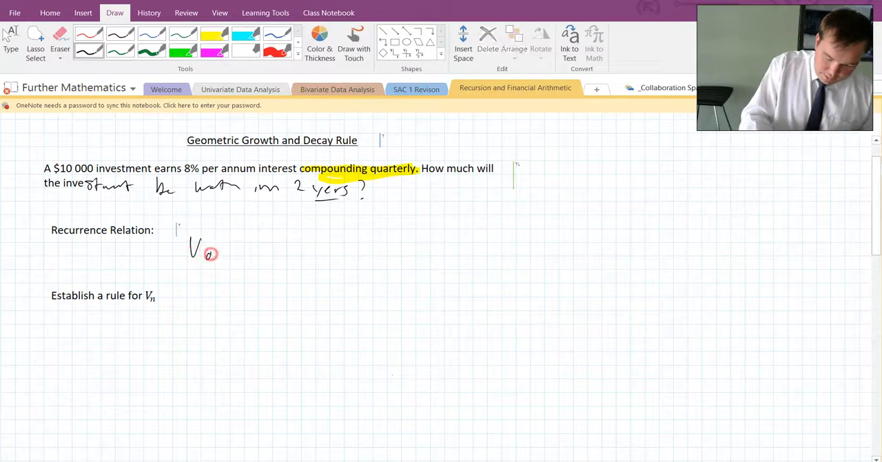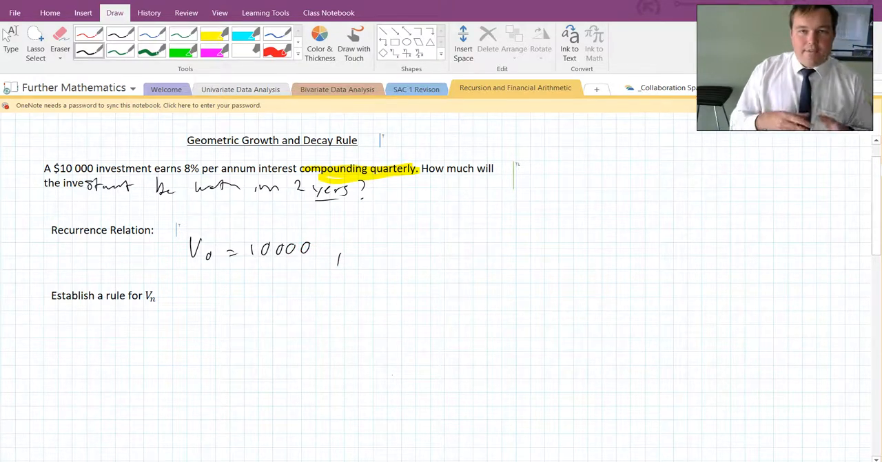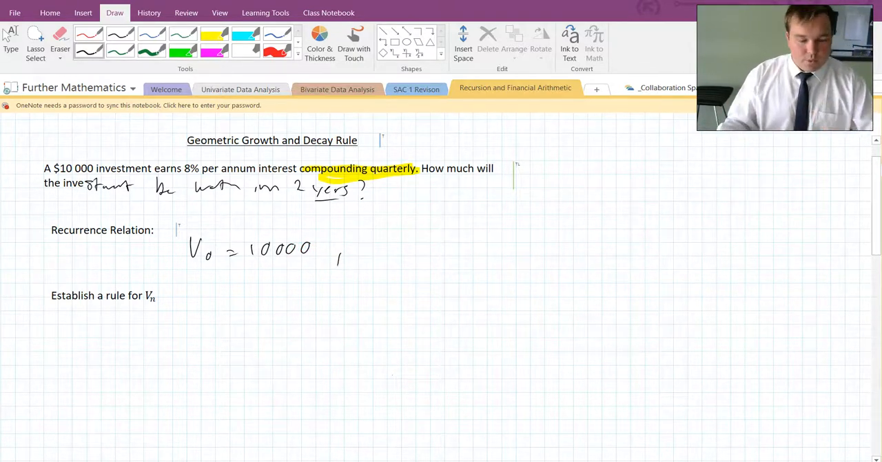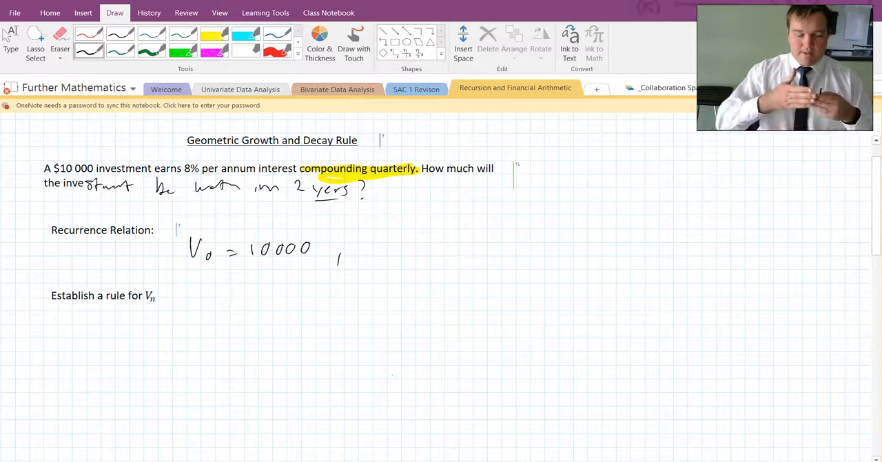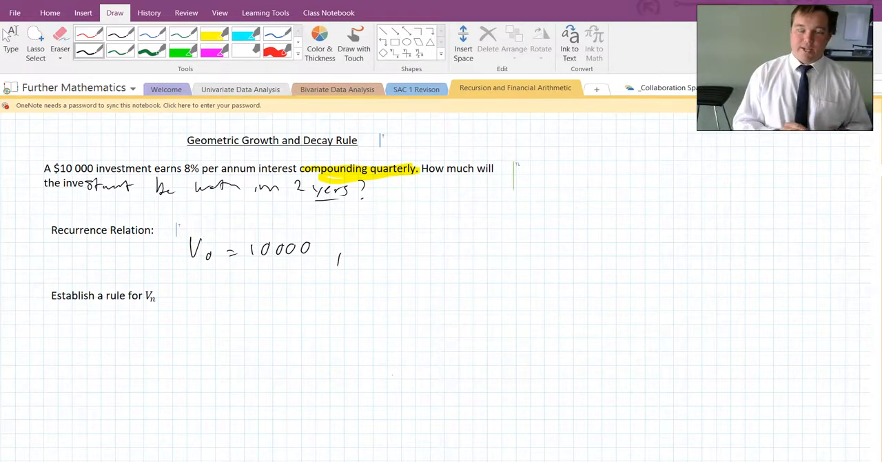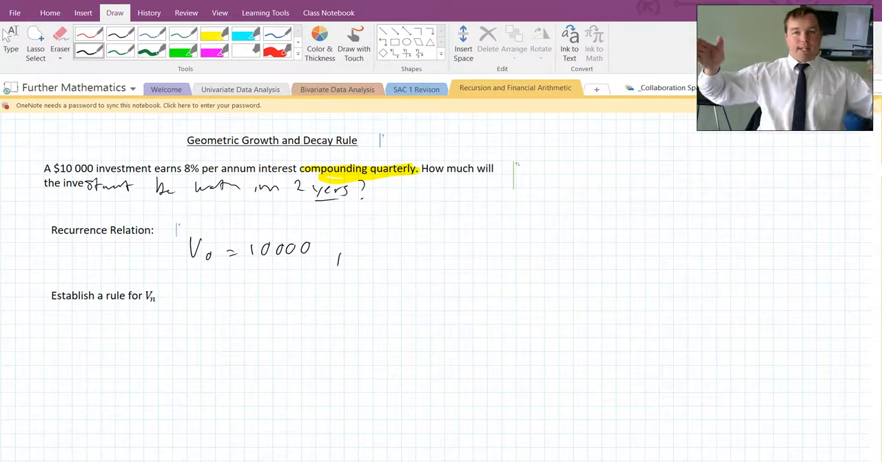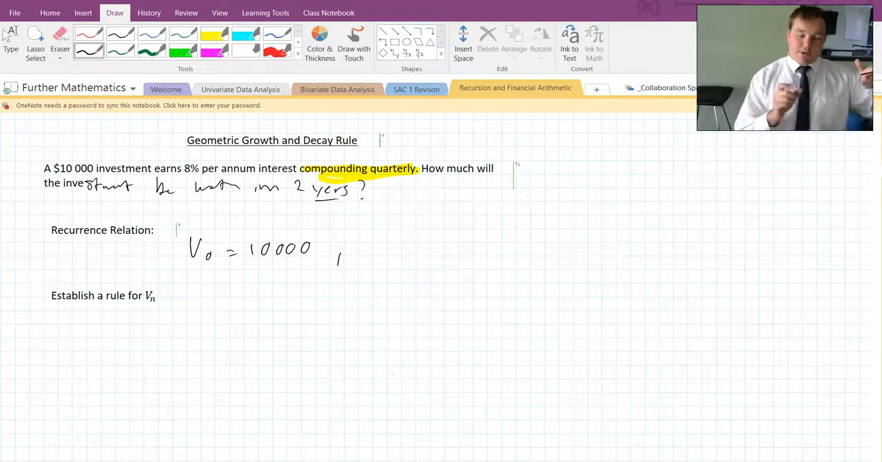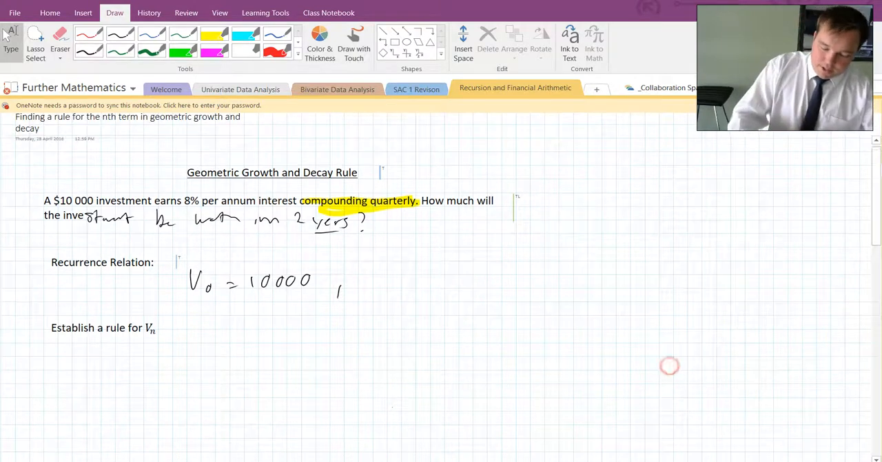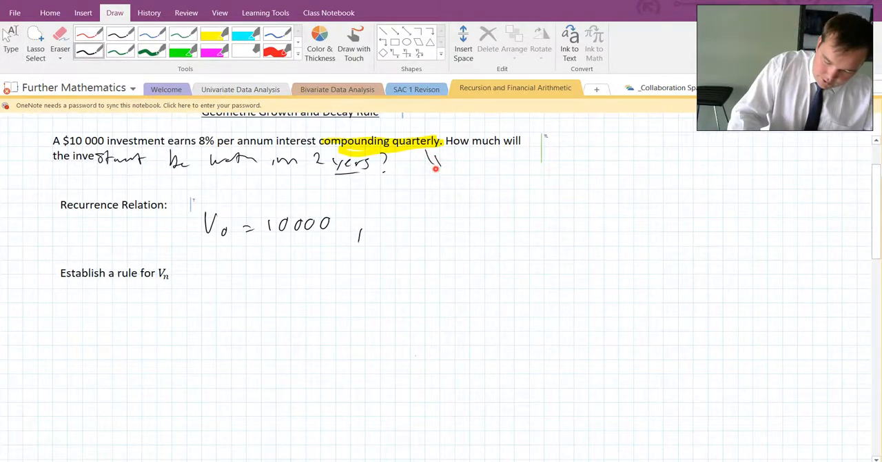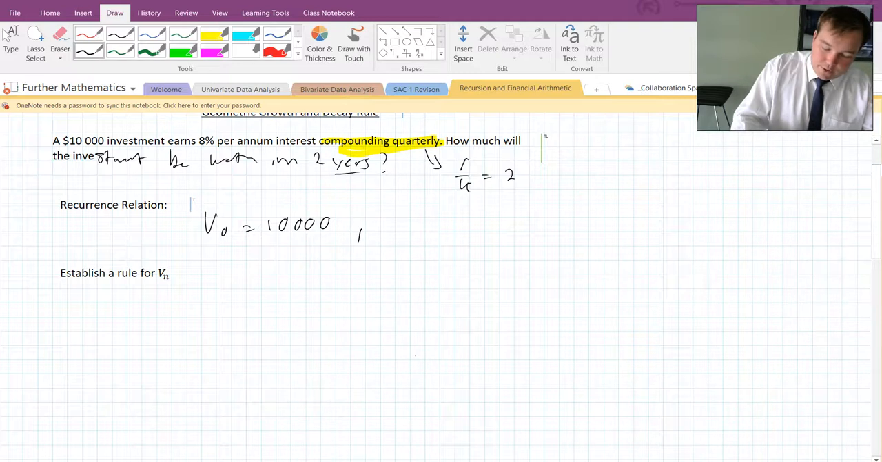We know that the initial value is going to be 10,000. That's not so bad. Then how to get from one to the next? Well, remember it's compounding quarterly. So our steps from one to the next are quarters of a year, and this goes up 8% per year, meaning each quarter it will go up by 2%. So here we do the rate divided by 4, which means 2 in our case. So each quarter we increase by 2%.